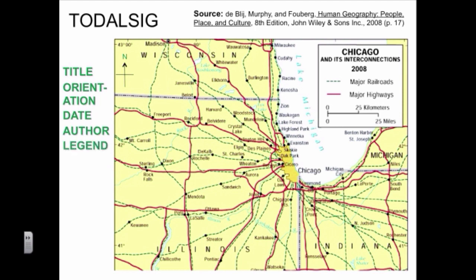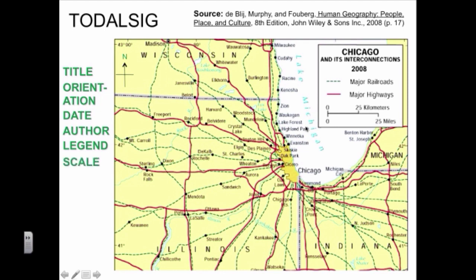L is for legend. As you can see, the legend is right here in this box. The focus on this is to show you the centrality of Chicago, to show you the importance of Chicago. That's why it's done at the level that it is. Just like the old saying, with all roads leading to Rome, you take a look here and you can see major highways, major railroads, all leading into Chicago, showing it great centrality.